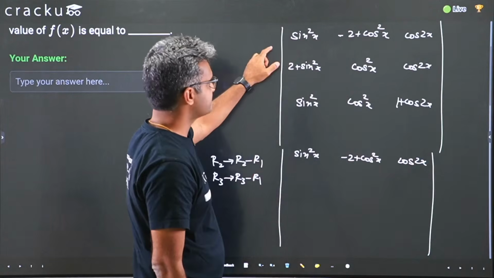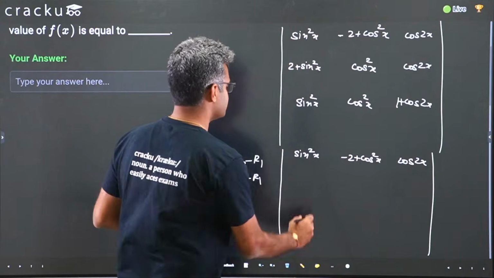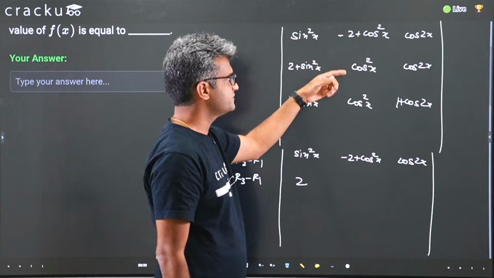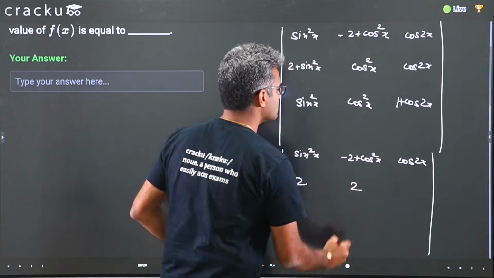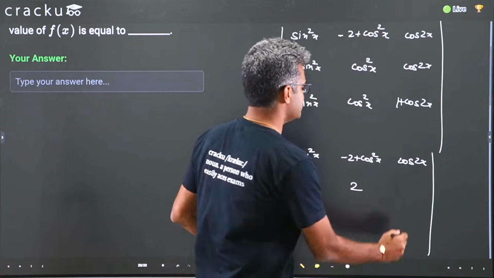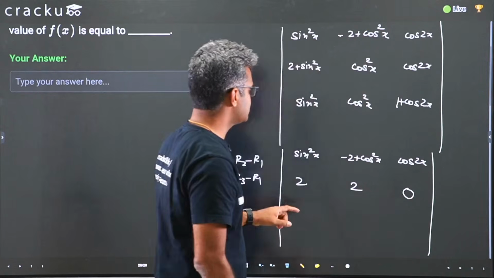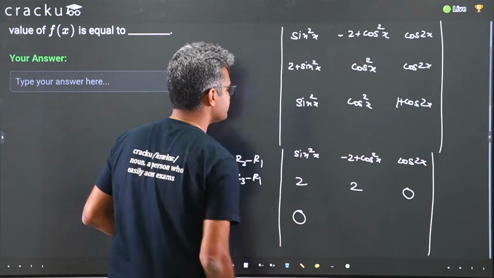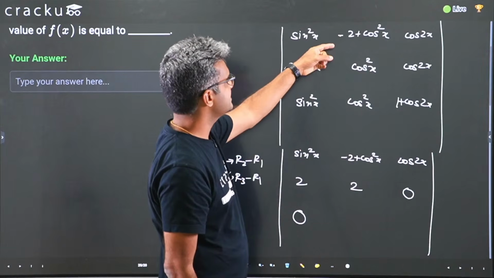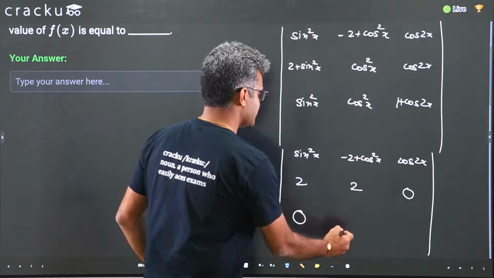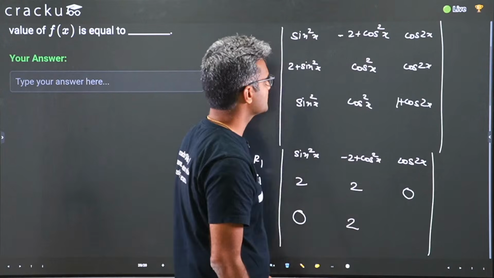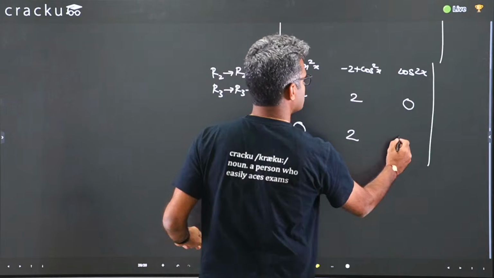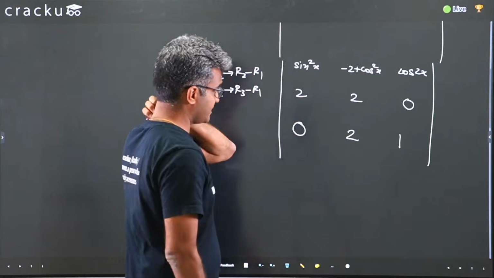Then the second row minus the first row is 2 plus sine square x minus sine square x, which is 2. Cos square x minus cos square x minus 2, which is again equal to 2. Cos 2x minus cos 2x is equal to 0. And the third row will be sine square x minus sine square x, which is 0. Cos square x minus cos square x minus 2, which will again be equal to 2. And 1 plus cos 2x minus cos 2x is equal to 1. So this is basically what we have.